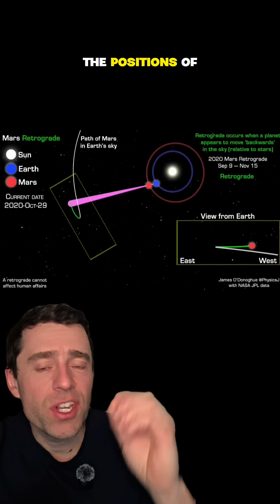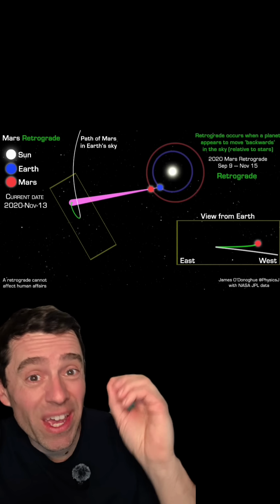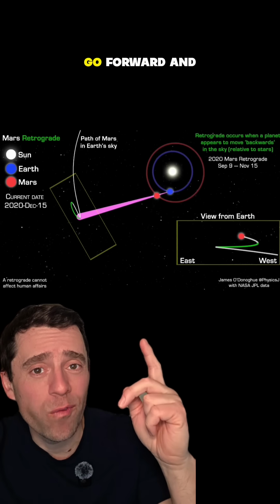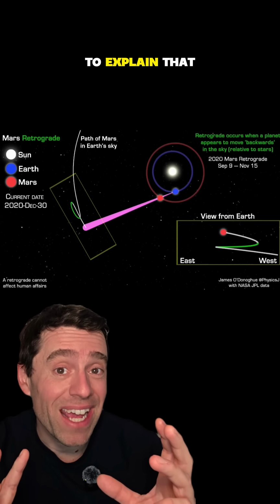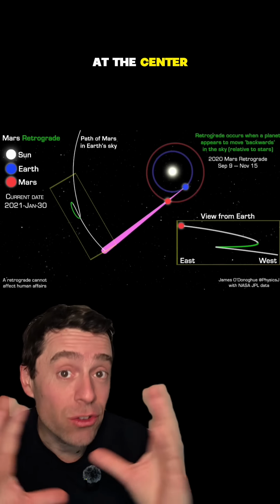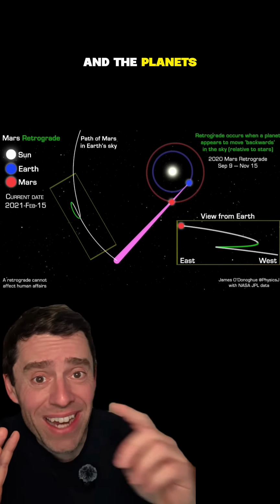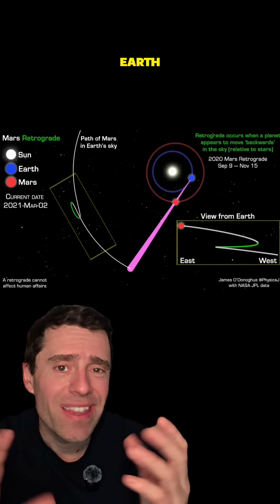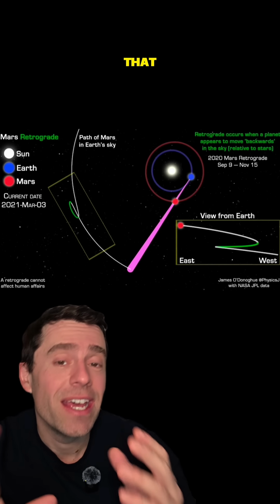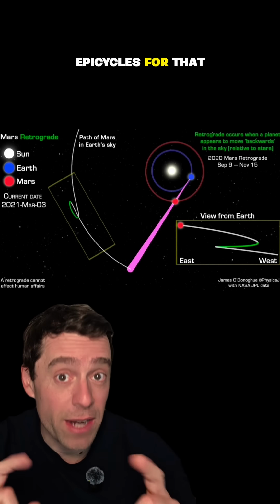When you plot the positions of some planets against the stars, it seems that sometimes they go back and then they go forward. And to be able to explain that from the Ptolemaic system, where Earth is at the center of the universe and the planets are circling around Earth, then you have to come up with some crazy equations that would explain that, and they used epicycles for that purpose.